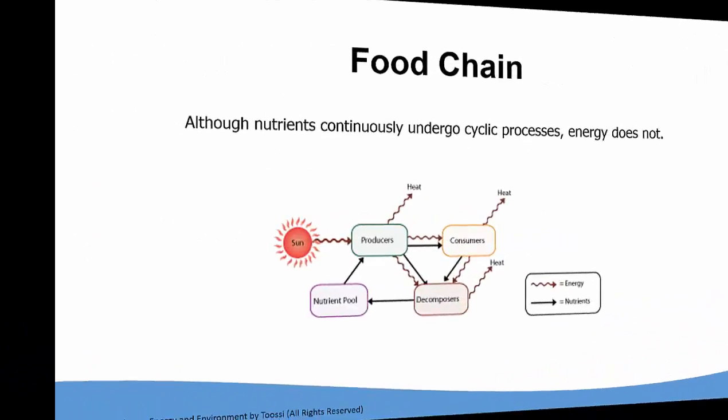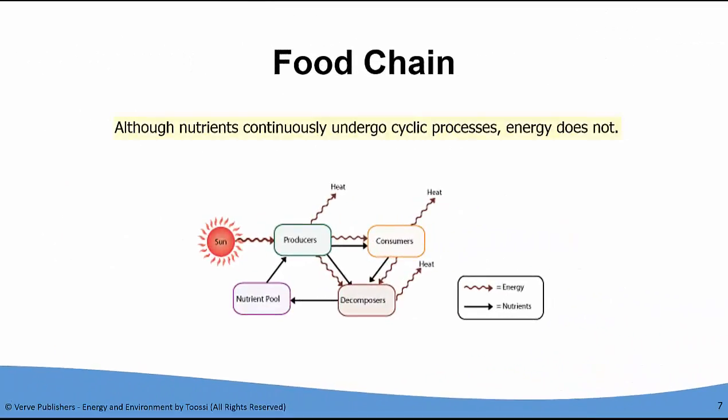It should be noted that although nutrients continuously undergo cyclic processes, energy does not. We know from the laws of thermodynamics we discussed before, in order for some work to happen, the energy always degrades from the more concentrated form to more diffuse form. And this is what happens in the food chain too, in the process of photosynthesis. So energy becomes more diffuse, so that cannot be recycled. However, the nutrients in the food chain always go back and are recycled over and over again.